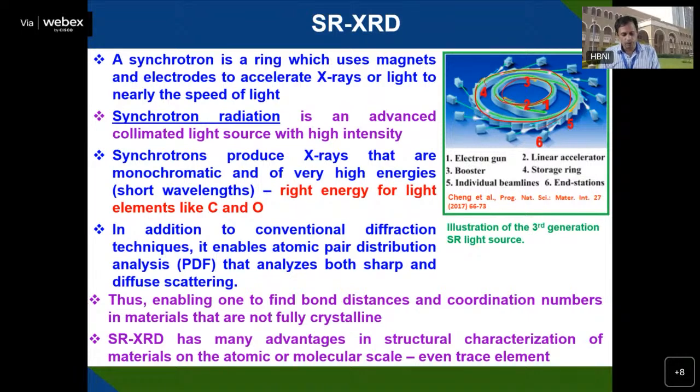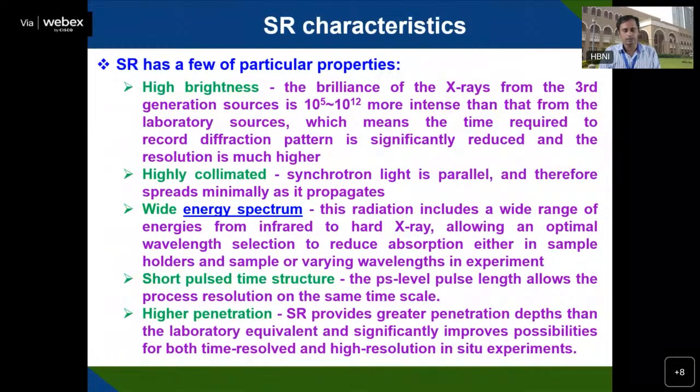That will analyze even a diffuse spectrum, that is scattering, like in an amorphous structure. You can also get some information. So this enables one to find out the bond distance, coordination number, of materials that are not fully crystalline. So synchrotron XRD has many advantages in structural characterization of materials at atomic and molecular level. And you can use a trace amount of sample to get this XRD pattern. In conventional XRD, it's quite a large quantity. Here, even a small quantity of sample you can use since your X-ray flux is quite high.